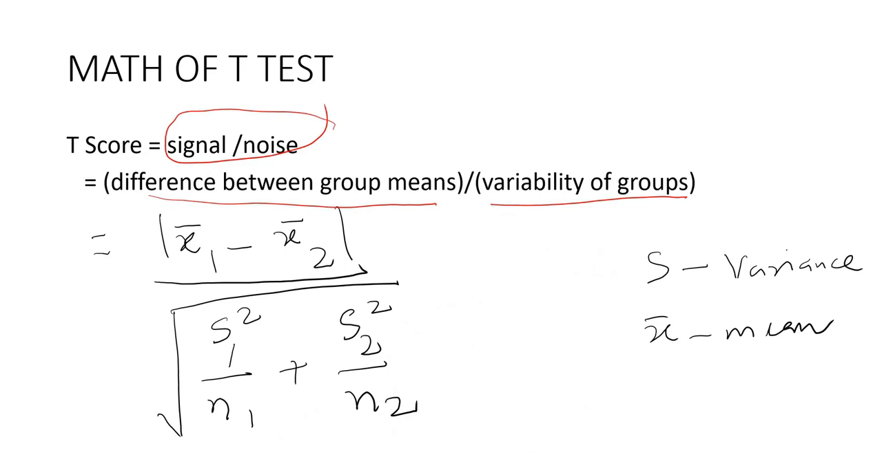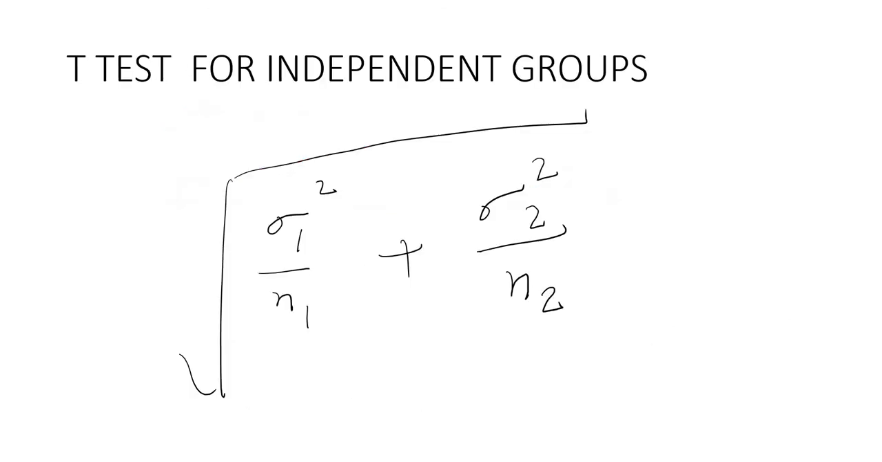So x1 bar minus x2 bar, the whole divided by the root of s1 square by n1 plus s2 square by n2. What is s? S is the variance. So s1 is the variance of the first group, and s2 is the variance of the second group. N1 is the number of samples in the first group, and n2 is the number of samples in the second group. This is simple, really interesting. That is the math of the t-test, the mathematical equation behind the t-test.